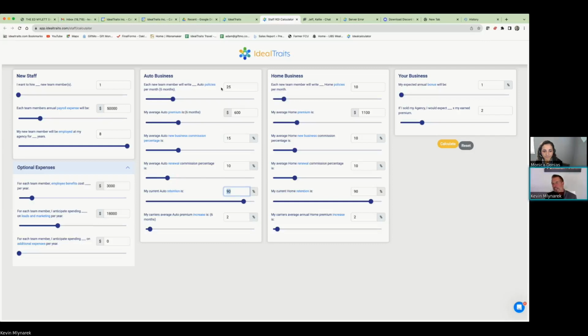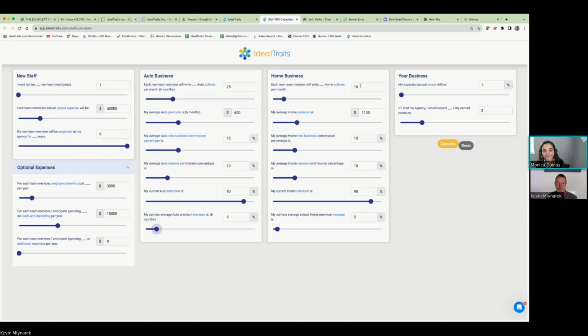Auto retention, 90%. My average premium increase, I know it probably feels like a lot, but let's just throw in 5. Again, your numbers. We want you to do it for yourself. One thing to know as well is that the average auto premium is for 6 months, as well as the average increase. At the below where we're currently at, that is for a 6-month base.